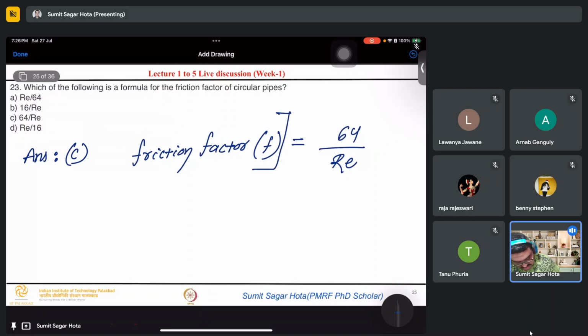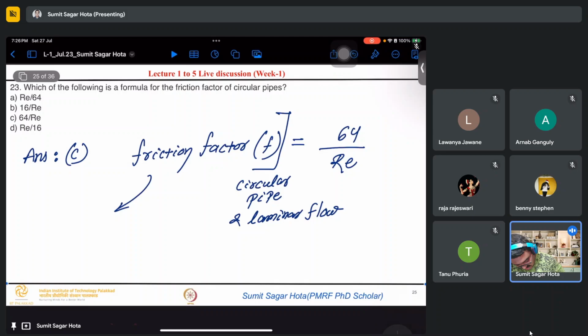It should be noted that this is only valid for circular pipe and laminar flow. Only in these conditions this is satisfied. In other conditions it's not satisfied. And what is this exactly called? Who is the inventor of this formula? Moody, and we call it the Moody friction factor.